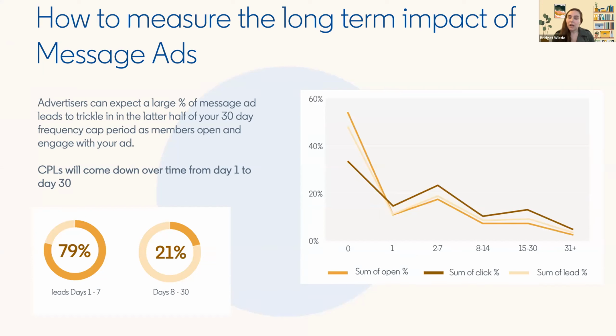The other note I'll make on this is I'll have partners come to me at times and say, hey, I paused a message ad, I've spent $0, but I have 5 leads. Well, that's again because it sat in a member's inbox and they're still able to open and interact with it even without the spend behind it. And so that's why you'll really see your lead volume go up and your cost per lead go down over this 30-day period. So make sure you're giving those message ads time to perform. And I think if you do, you'll be really happy with the results.